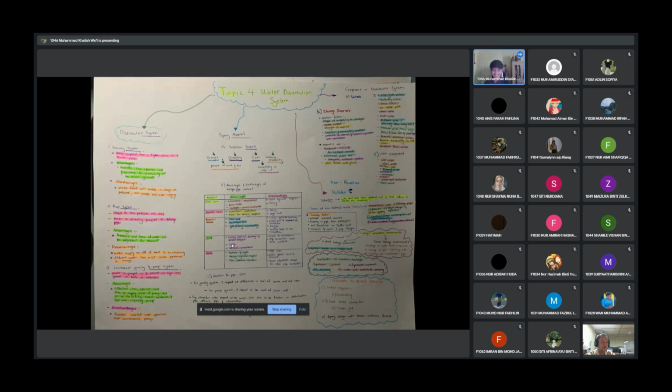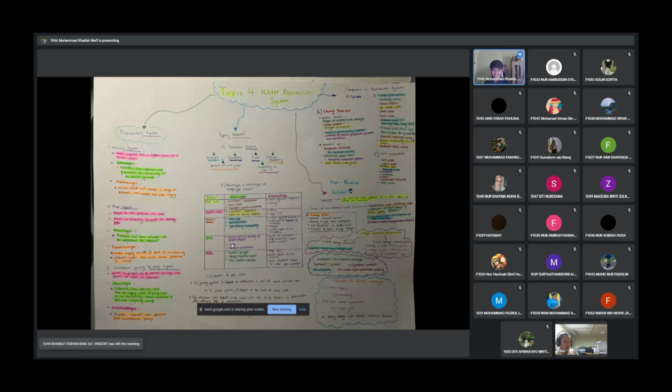And we move to topic 4, water distribution system. It consists of 4 subtopics, and the first one is distribution system. The first one is gravity system, and the second one is pump system, and the last one is combined gravity and pump system.